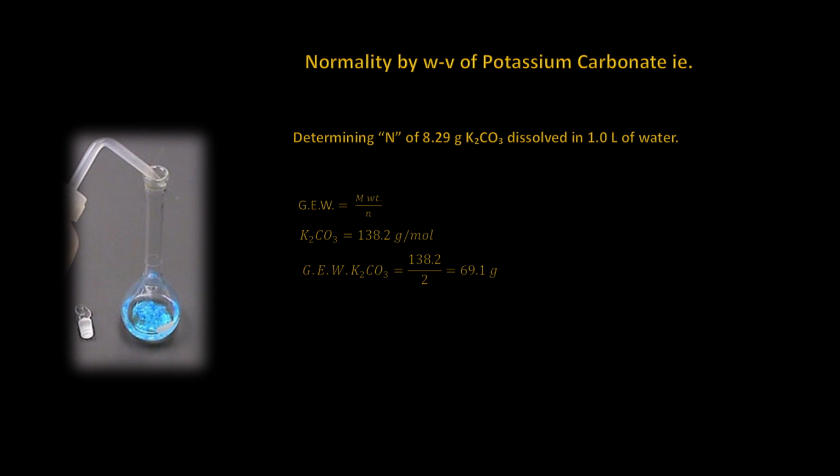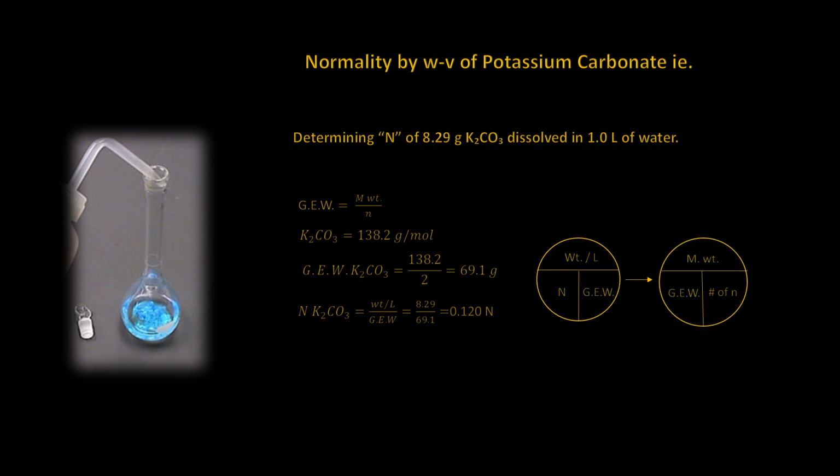Now, as shown in an earlier presentation, the weight of a species weighed on a scale dissolved in 1 liter of water divided by the grams equivalent weight equates to the normality of the solution. Now, this slide shows that the normality of 8.29 grams of potassium carbonate dissolved in 1 liter of water has a concentration of 0.1200 normal, or 0.12 N. The pictogram shows that the mass weight of a species can be reverse determined for a given normality that may be required for a solution.